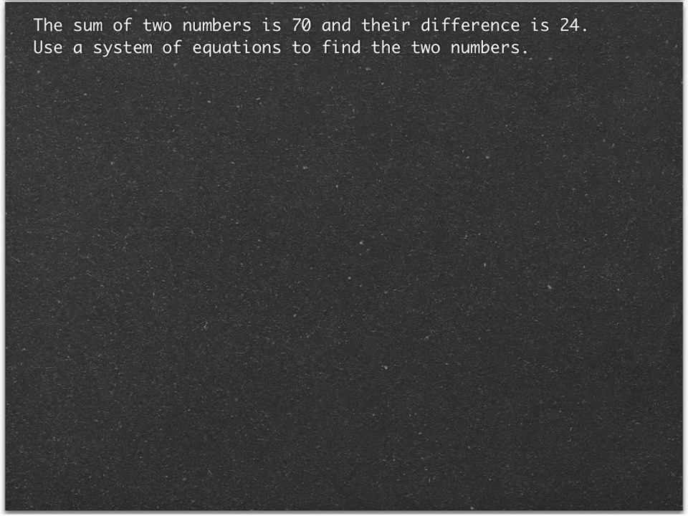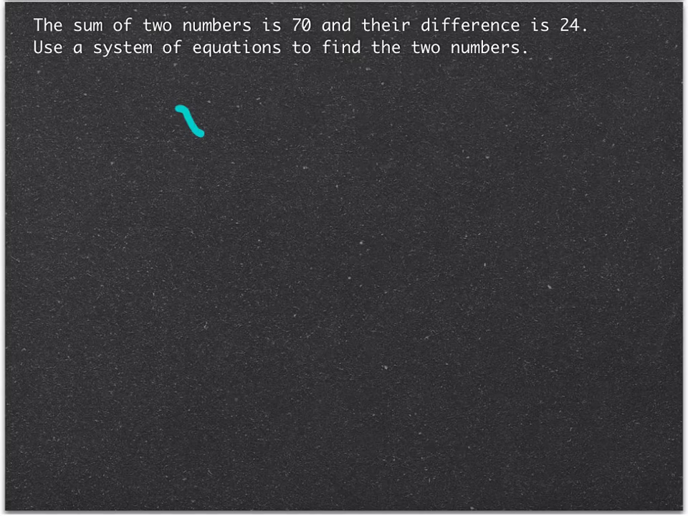Here's a pretty classic one saying that the sum of two numbers is 70 and their difference is 24. Use a system of equations to find the two numbers. Now obviously you could kind of guess and check and get this fairly quickly, but we'd like to learn how to use a system of equations to solve this. Eventually we'll do some more practical problems in helping us to figure these out as well.